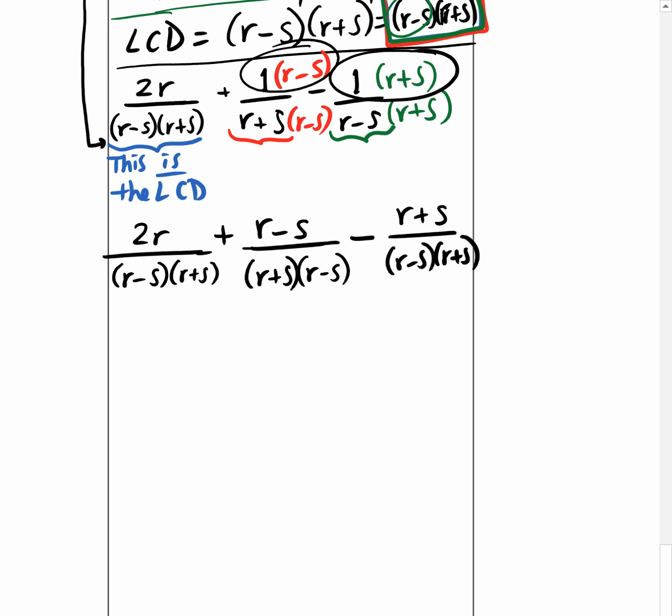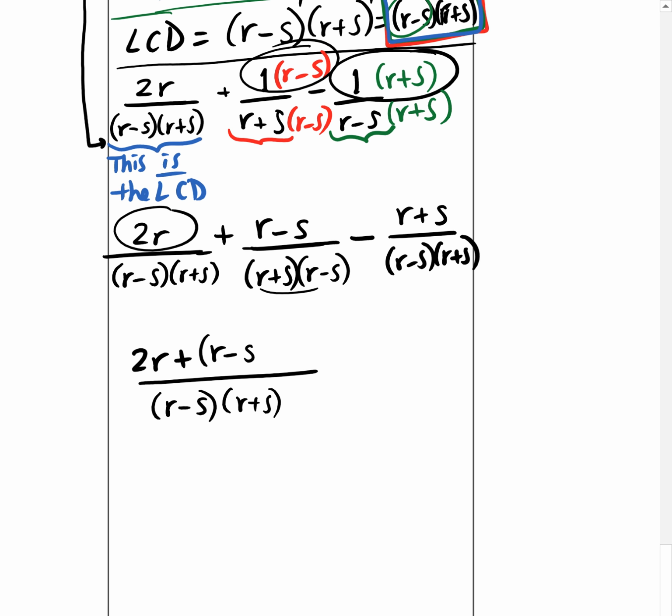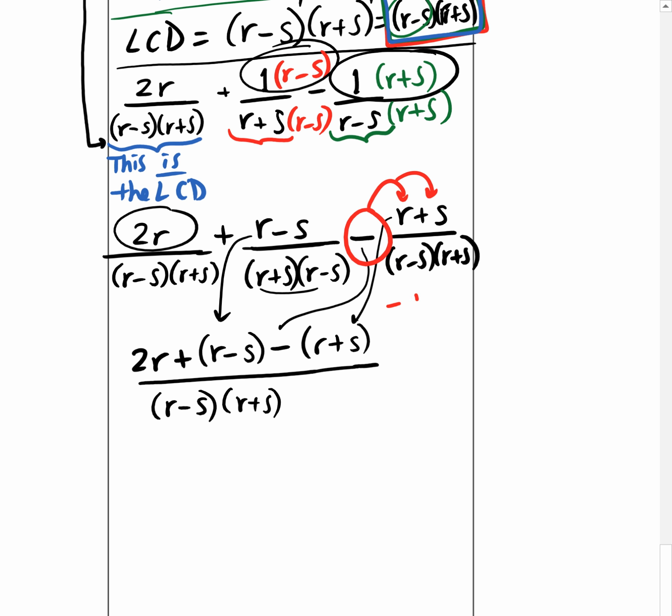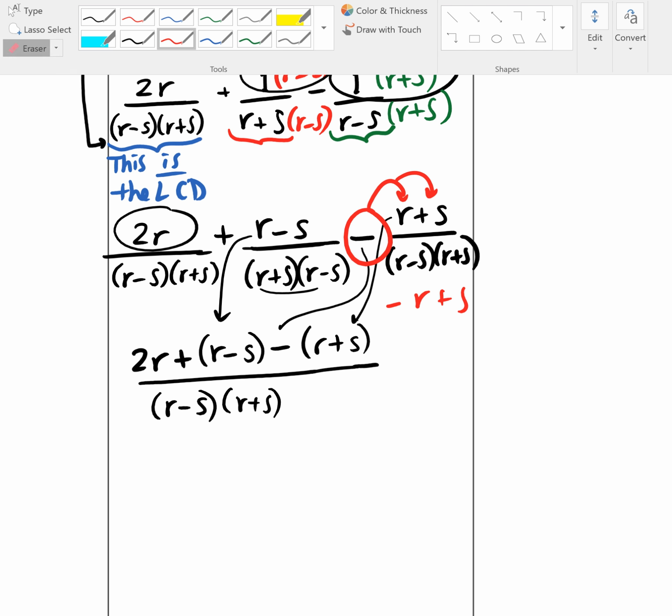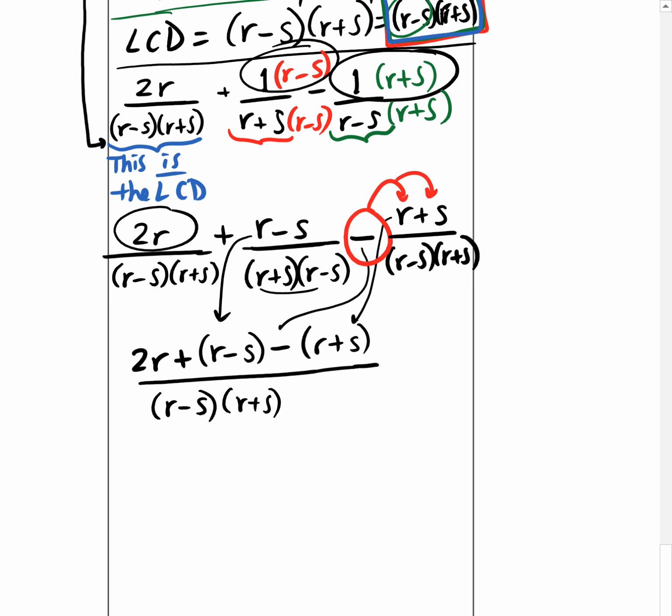Alright, looking at all three of these fractions, now I'll have the same denominator, r minus s, r plus s. Even though the middle guy's got it in the opposite order, it's still the same thing. So I'm going to be careful here. The first numerator is 2r plus the second numerator, which I'm going to write in parentheses just to be safe. And then you're subtracting, this minus sign here, the third numerator, r plus s. And I'm putting that in parentheses because I'm afraid I might forget that this minus sign is meant for this entire numerator. So I would not put r minus r plus s like that, because that minus looks like it's only for the r, but it's actually meant for both, because you have to distribute it.